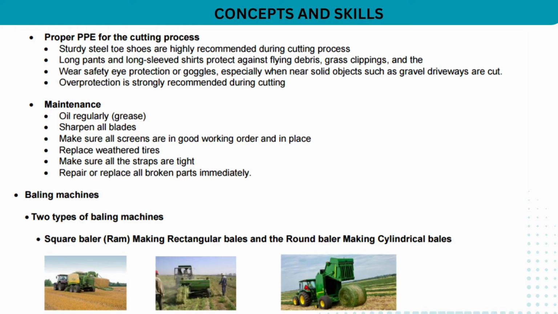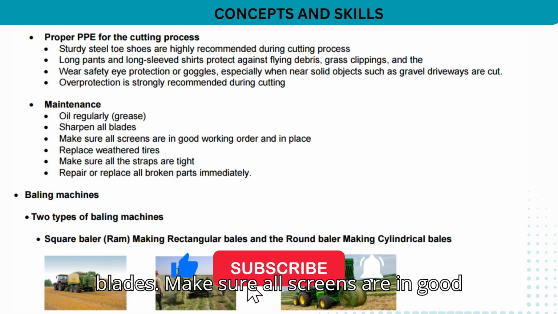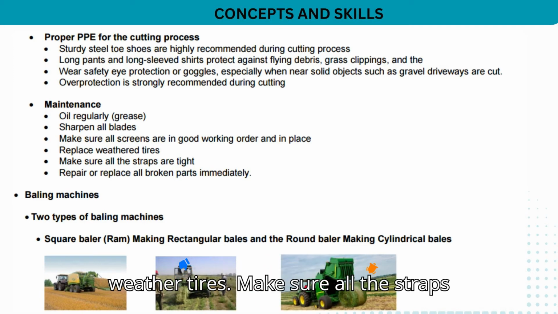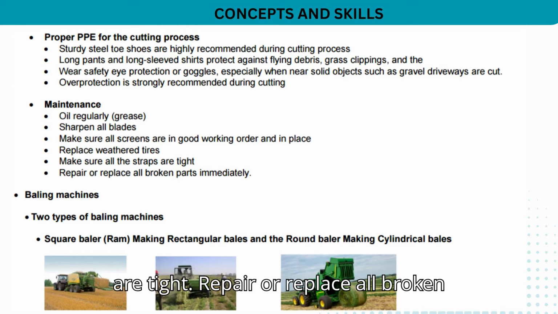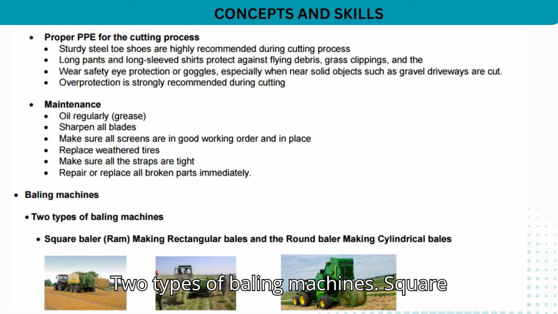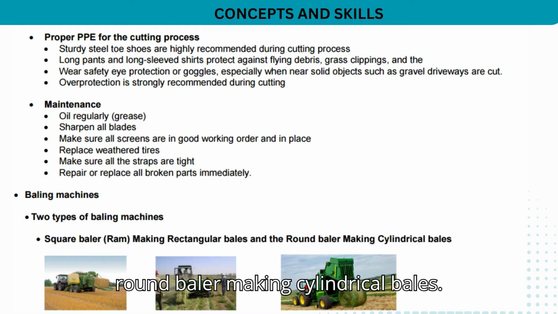Maintenance. Oil regularly, grease. Sharpen all blades. Make sure all screens are in good working order and in place. Replace worn tires. Make sure all the straps are tight. Repair or replace all broken parts immediately. Baling machines. There are two types of baling machines: the square baler, or ram baler, making rectangular bales, and the round baler making cylindrical bales.